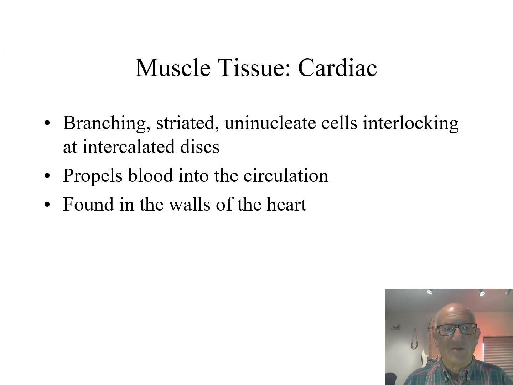Next type of muscle is cardiac. We only find cardiac muscle in the walls of the heart. The cells are branching, striated, and only have one nucleus. They're interlocking cells at intercalated discs. If you imagine the heart, the muscle of the heart is not attached to anything except itself, right? So the cells are interlocking, and they actually pull on each other or contract on each other.